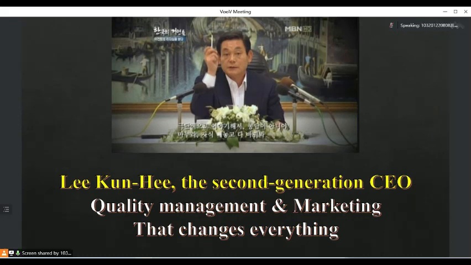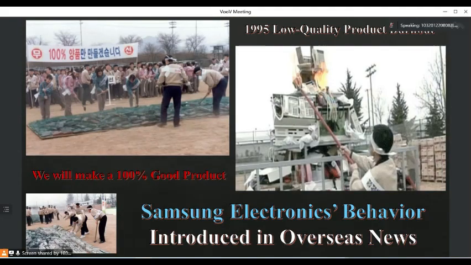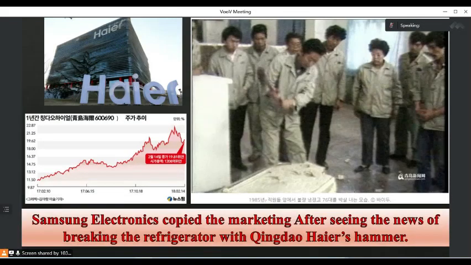Samsung wanted a change. Lee Gun-hee, the second generation CEO of Samsung, who studied in Japan, declared quality management marketing that changed everything. Samsung burned down low-quality products in 1995. As you can see in the picture, Samsung employees insisted, we will make a 100 percent good product. This behavior of Samsung became an opportunity to inform the world through news. This marketing strategy is of course similar to the strategy of hammering down a product by Qingdao Haier in China.